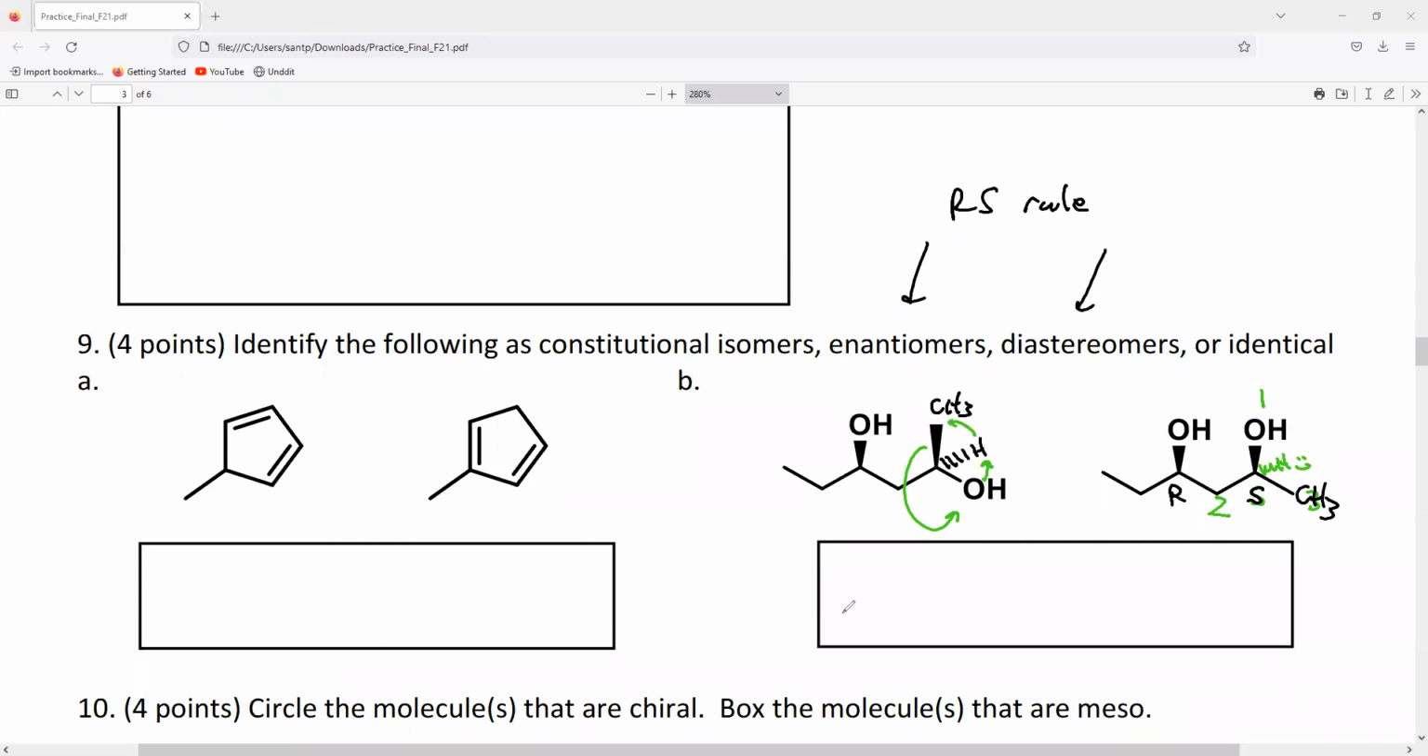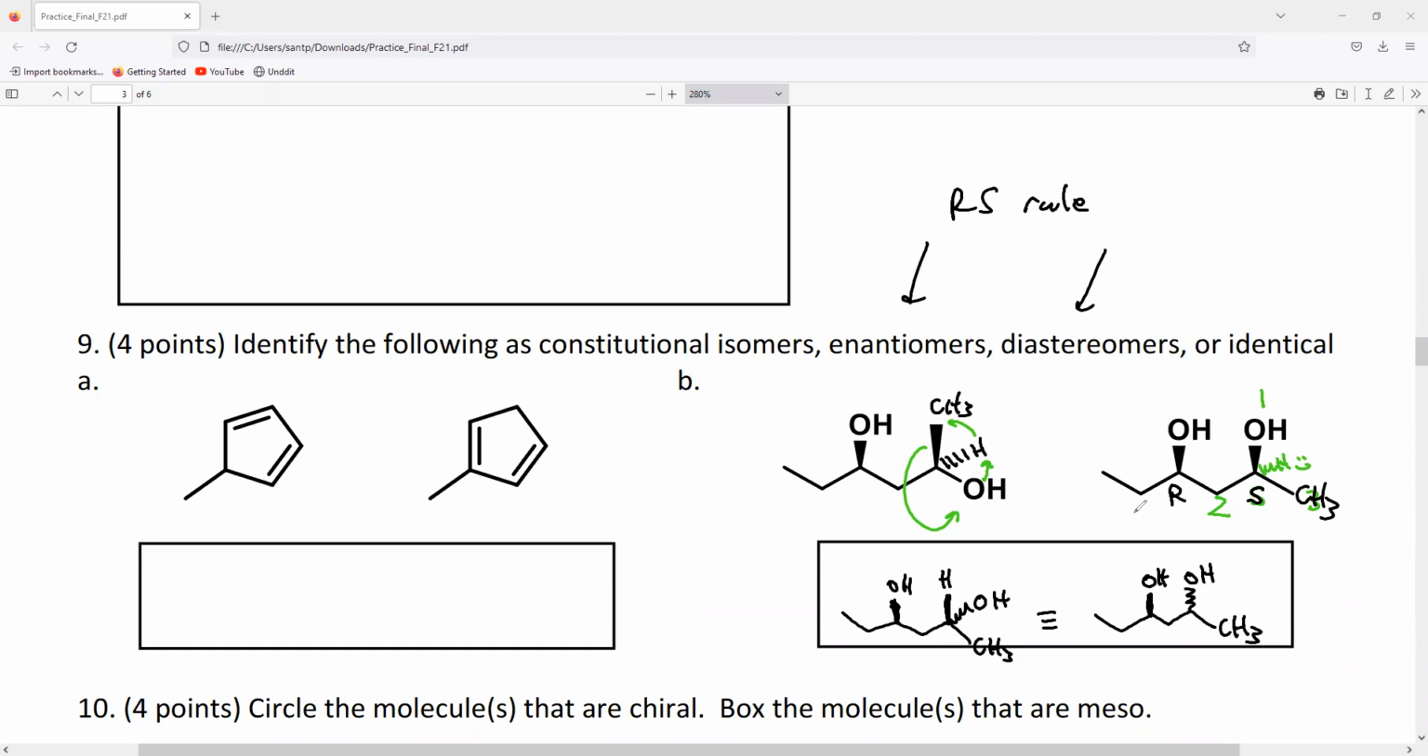Okay. If I redraw this, this center stays the same. I will keep the dash, wedge, and plane the same here as they're represented. Remember, methyl came to the front, so it's here. OH came to the back, and then H came to the front. So this is what this molecule will look like. I can also redraw it, like if I really want to make it look exactly the same, I can redraw it like this without the hydrogen. Okay. And now I can compare these two molecules.